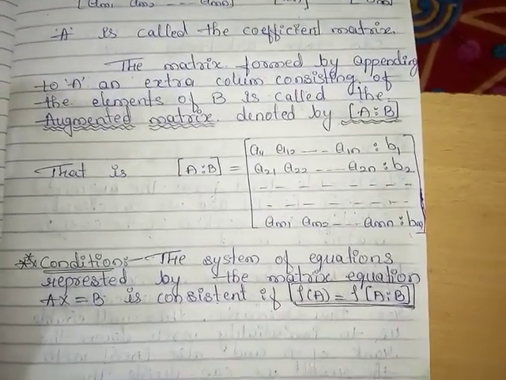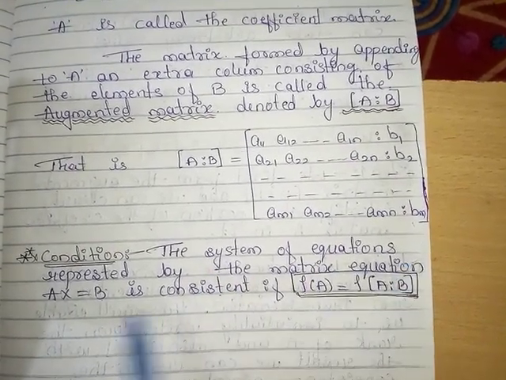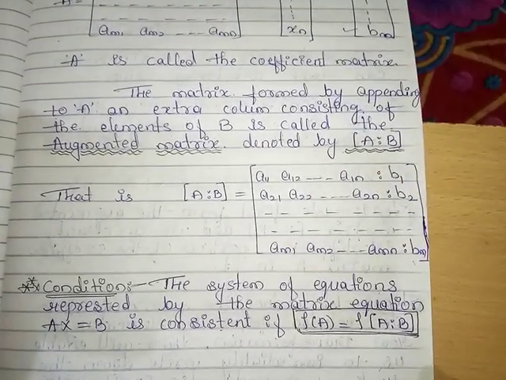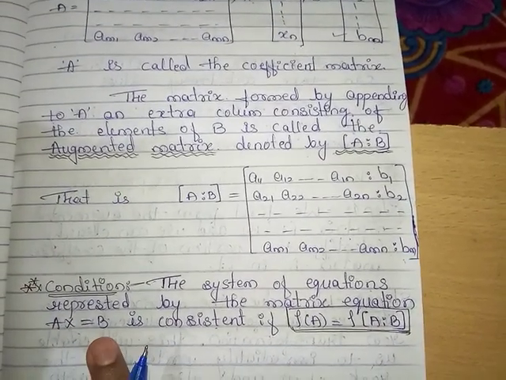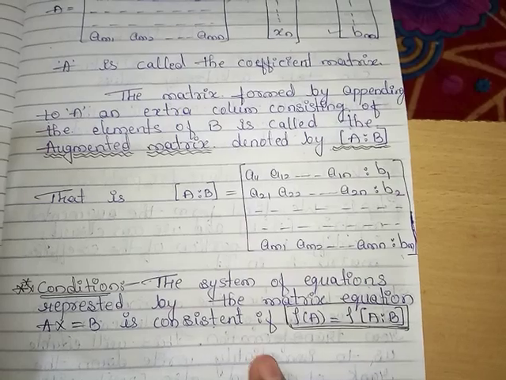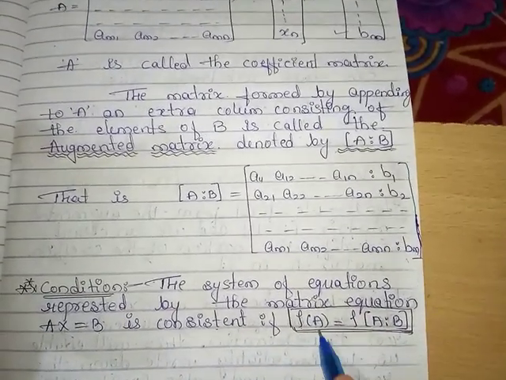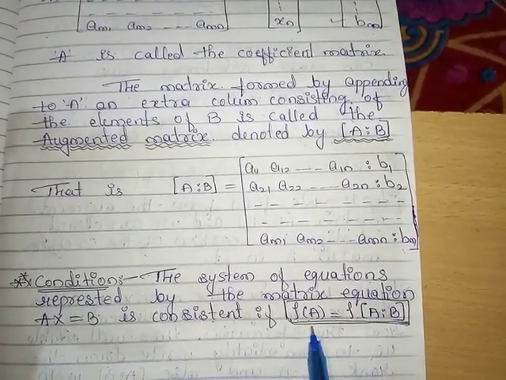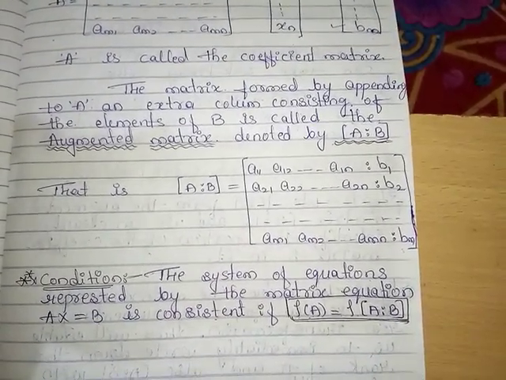When we say the system is consistent, what is our first work? We have to represent the given equations in the matrix form, that is Ax = B. Then we have to write the augmented matrix. After that we have to calculate separately the rank of A and the rank of the augmented matrix. If the rank of A is equal to the rank of the augmented matrix, then only the given system of linear equations is consistent.